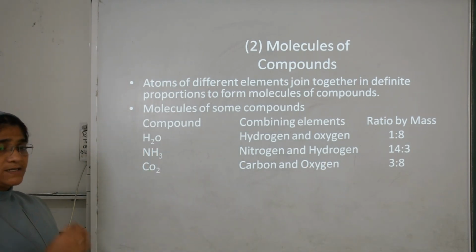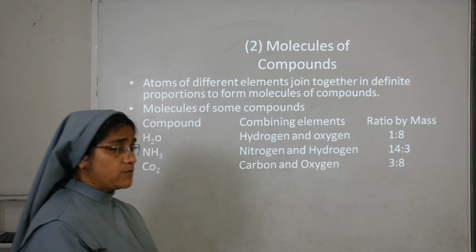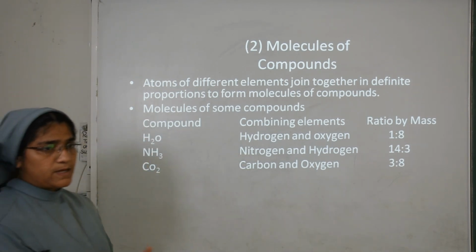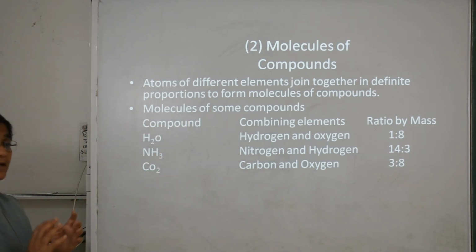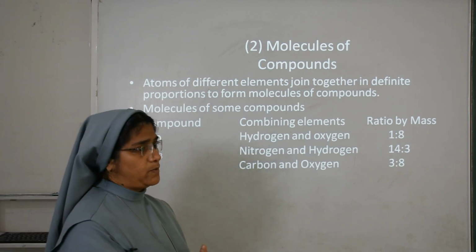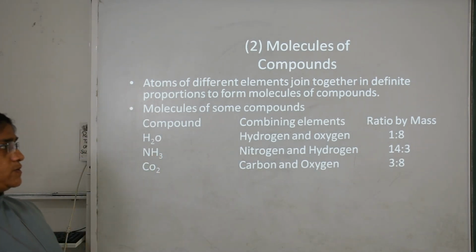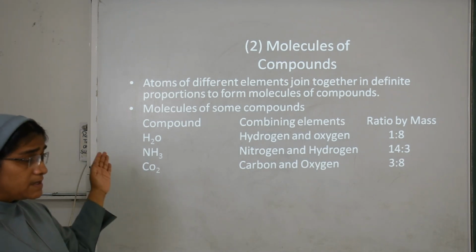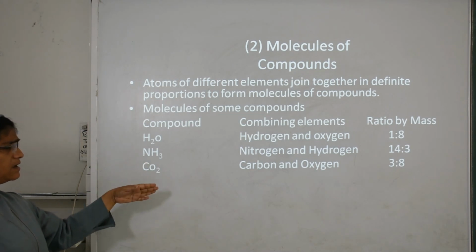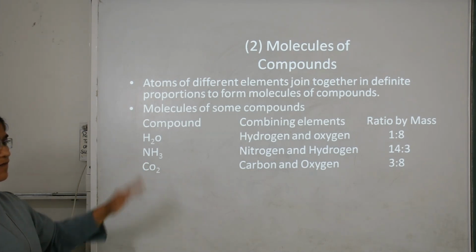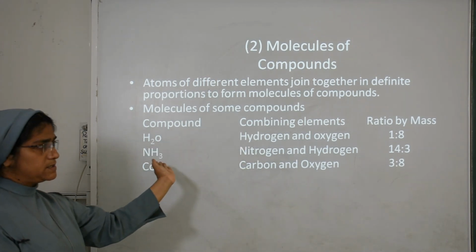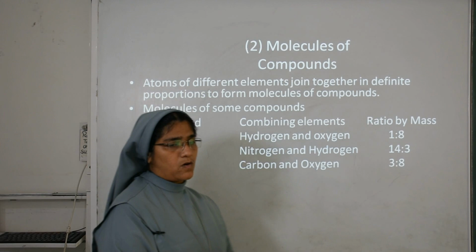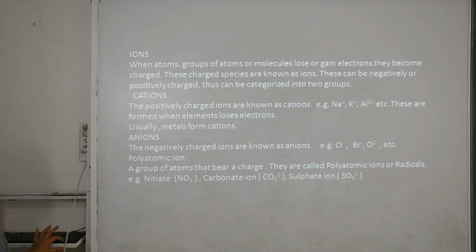So molecules can be classified into 2 forms: molecules of elements and molecules of compounds. Molecules of compounds means atoms of different elements joined together in definite, constant proportion. We can see many examples, but I explained 3 here: water, ammonia and carbon dioxide. So already you got it. The ratio by mass will be constant in molecules of compounds.